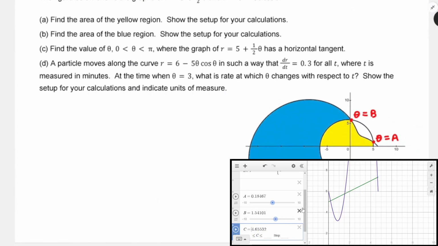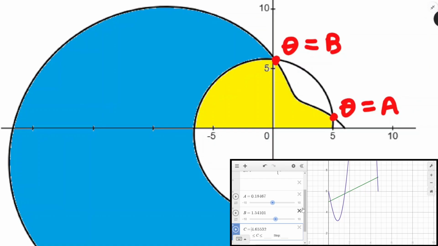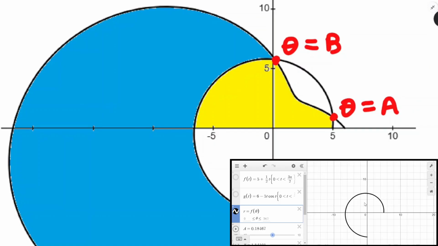All right. So for yellow, I'm going to be integrating on the circle looking thing, which has to be the simpler looking graph. Now, if you're unsure of which one is which, you can turn these off and graph them separately. So I'm going to say r equals f of theta, and if we zoom out on 0 to 3 pi over 2, great, that looks a lot like the circular one, not the lumpy one. If I change that to g, we see, okay, that also looks familiar. Great, so we know that f is the one that looks like a circle. And so back over here, I'm going to be integrating on the circle from 0 to A.